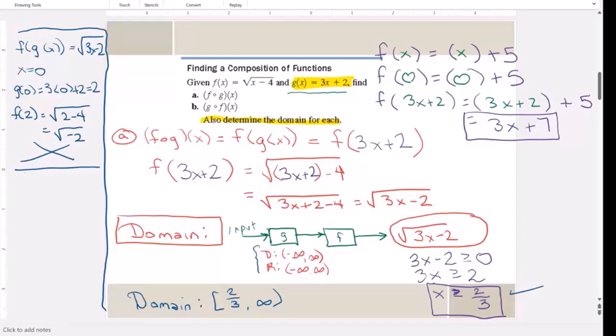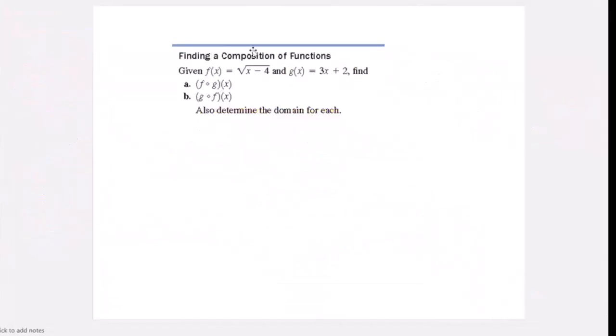For example, f of g of 1. Well, that's equal to f of, now I plug 1 in for 3x plus 2, which gives me 3 plus 2 is 5. I plug 5 now into my f value, and I get the square root of 5 minus 4, which equals the square root of 1. All right.